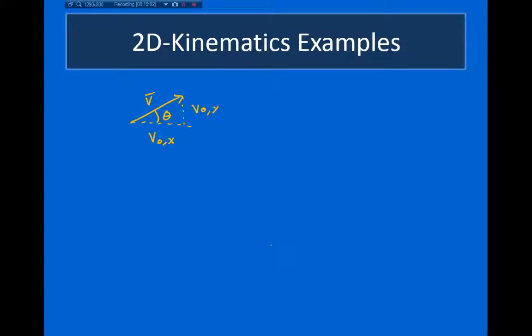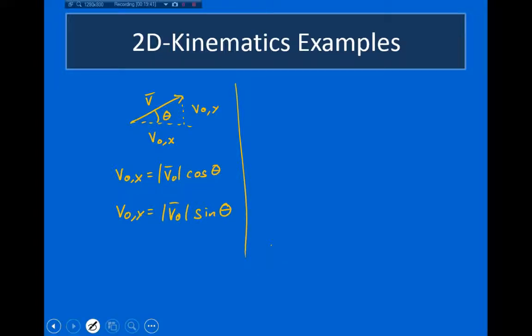Looking at this, we can see that the x component is adjacent to the angle. So we have v naught x is equal to the initial speed times cosine of the angle theta. We don't know what this is, but we're going to try to solve for this angle theta. In the y direction, we have the same thing. It's going to be the initial speed times sine theta, since the y component is opposite the angle theta. So this is the initial velocity of the object in its component form.